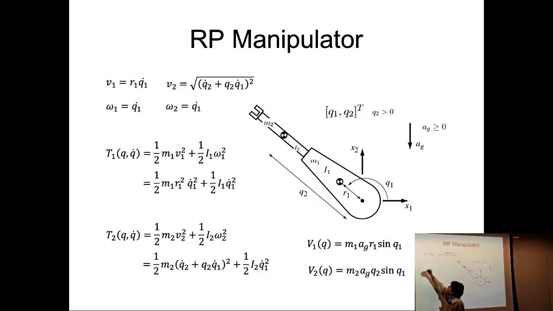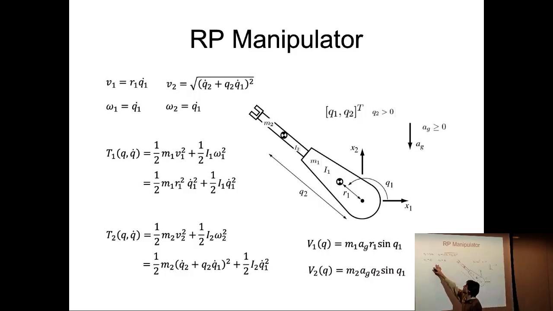The velocity of the first rigid body is going to be the linear velocity of its center of mass. And that we know is the straightforward r1 q1 dot. It's this distance times the angular velocity. The linear velocity of the second system will have a component due to the angular velocity, but now the moment arm is going to be q2, and it's also going to have a component of velocity in the translational direction, which is thus the derivative of q2.